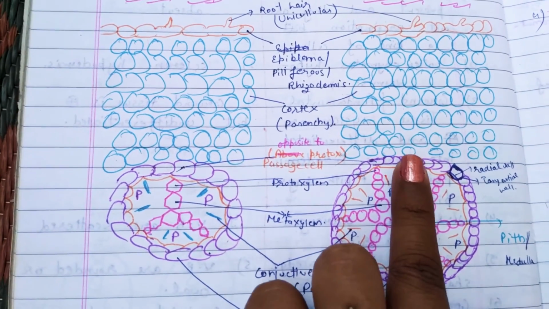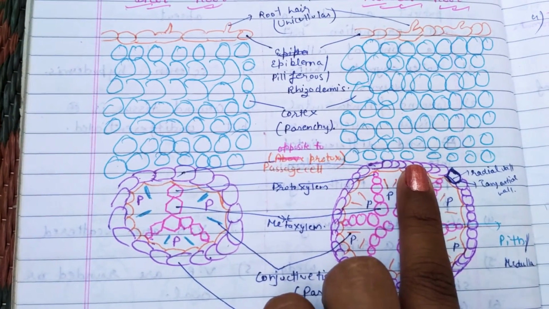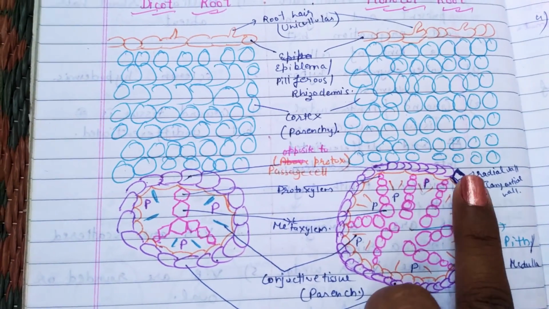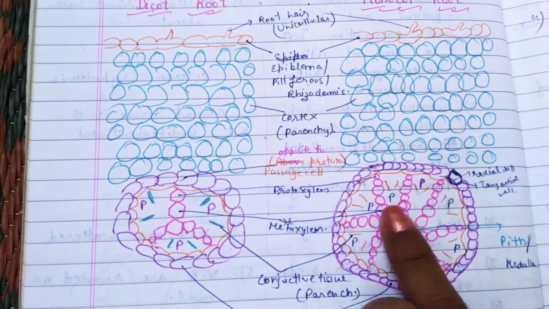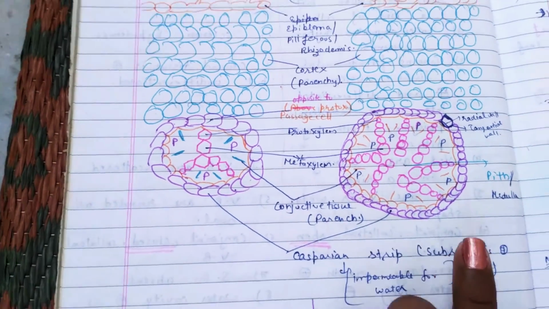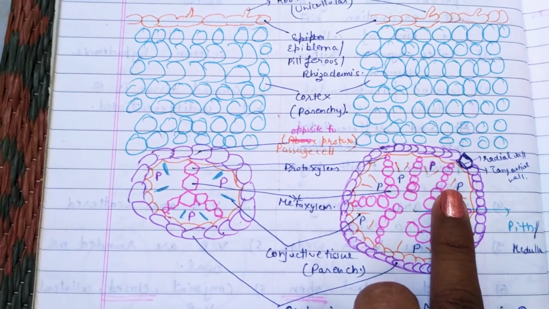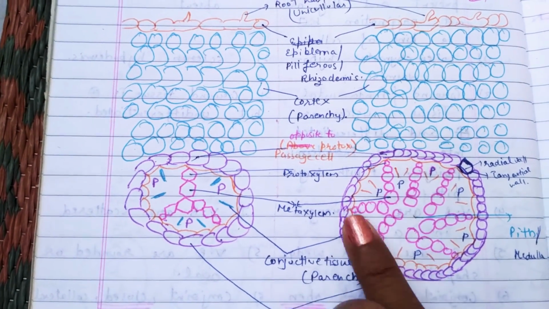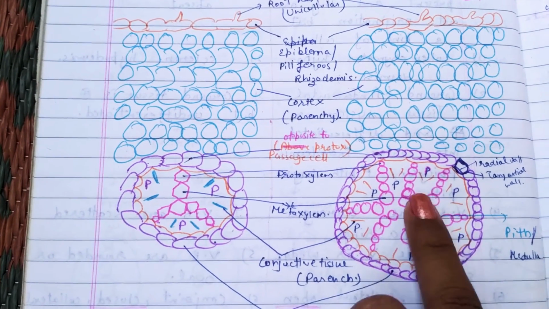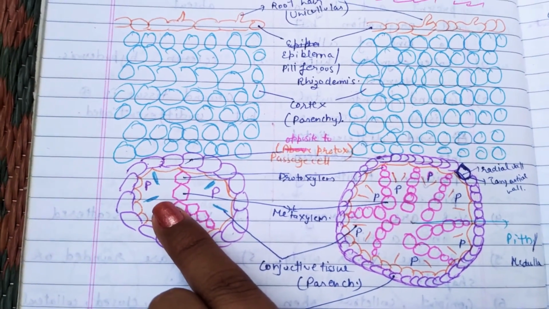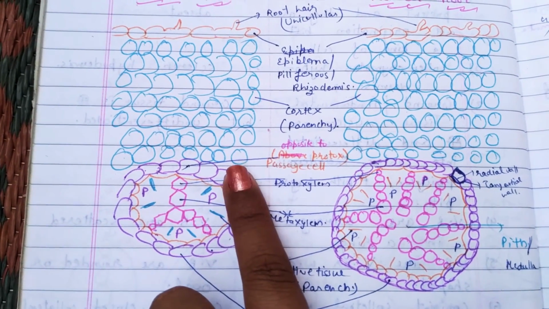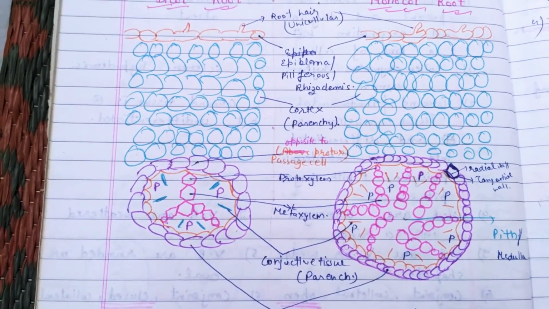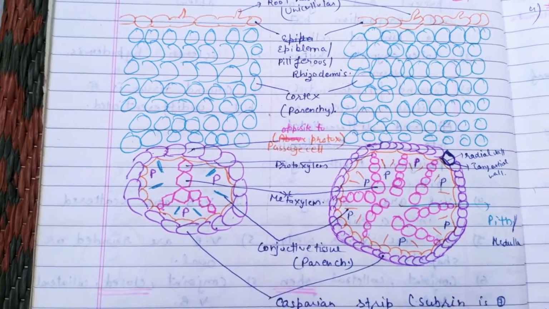Here also Casparian strips and passage cells are present, but the number of passage cells in the monocot root is large, because the number of protoxylem is also very large. That's why in the monocot root the number of protoxylem is large, and that's why passage cells are also large in number, but in the dicot root the number of passage cells is very low. So this was all about the monocot root and dicot root.